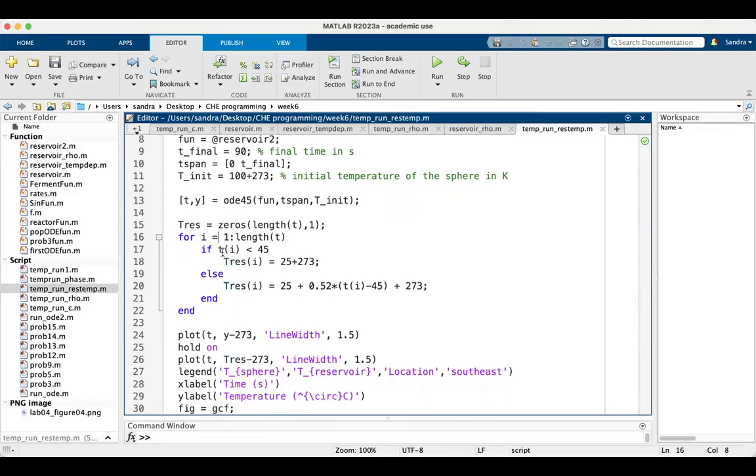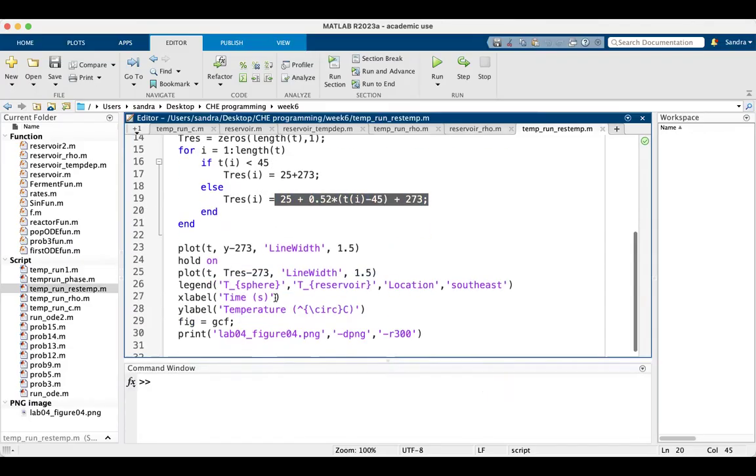Now you're telling that if the time interval is less than 45, the T reservoir temperature will be 25 plus 273. Whatever the value is, 25 plus 273. It is not dependent on your time. Now, when the time is greater than 45, what happens? Your T reservoir temperature is 25 plus 0.52 multiplied by T minus 45, plus 273. This is for converting it into Kelvin. So this is the straight line equation, whatever we had, we are writing it for T greater than 45. So this will be the T reservoir behavior.